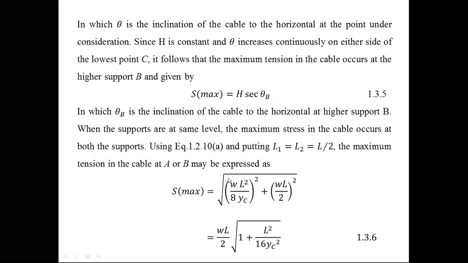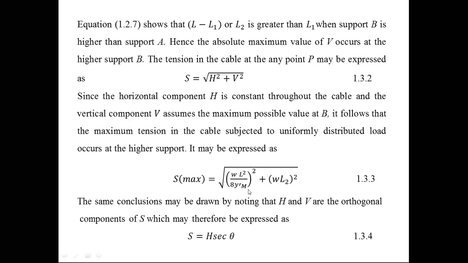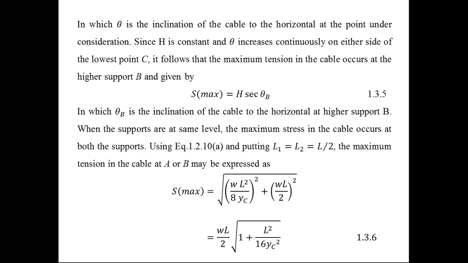So here, this is the formula used to determine the S maximum when support B is higher than support A by an amount of delta. If the supports are at the same level, then what will happen? L1, L2 is simply equal to L by 2. So in the analysis of aerial ropeways or cables, with supports at the same level and subjected to uniformly distributed load, S maximum is given by this formula.